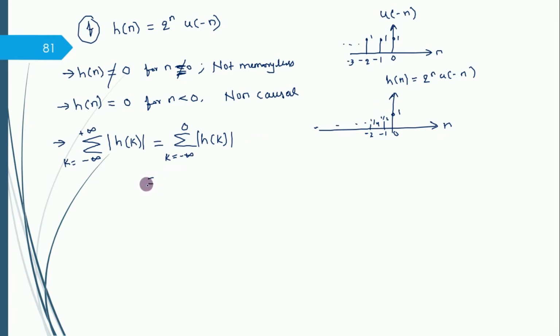Now what we are supposed to do is summation from minus infinity till 0. I can write it as 2 raised to k; in place of n I am writing k.